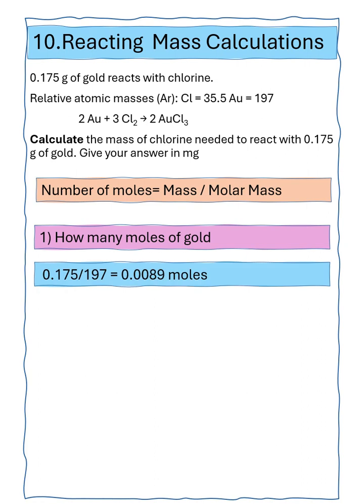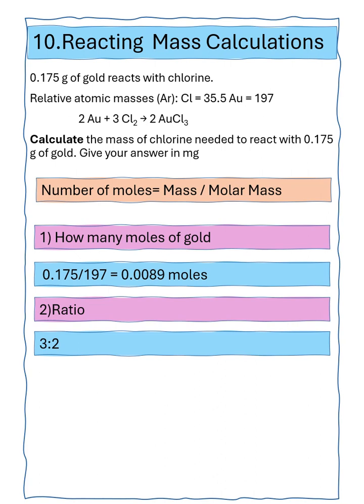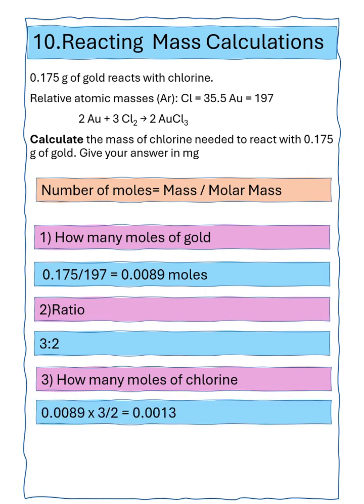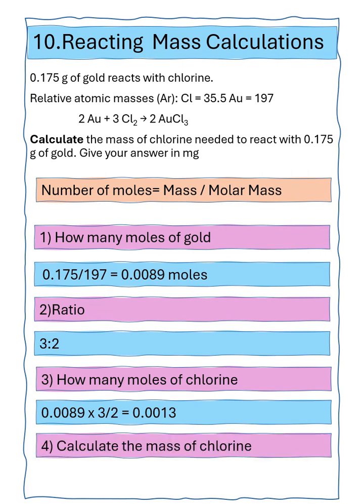So we know we've got 0.175 grams of gold. We know the relative molar mass is 197. So that gives us 0.089 moles of gold. We can then look at the ratio, and we can see the ratio is 3 lots of chlorine for every 2 lots of gold. So therefore, how many moles of chlorine have we got? Well, it's 0.089, which is how many moles of gold we've got, times by 3, divided by 2, gives us 0.0013 moles of chlorine. From that, we can then calculate the mass of chlorine.